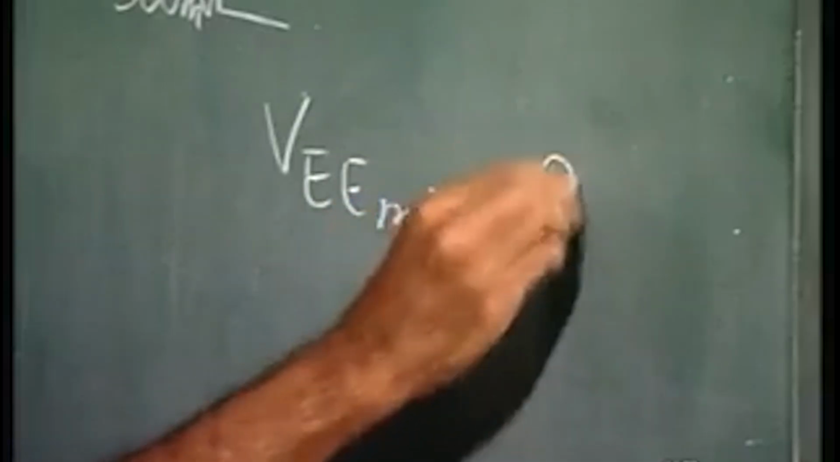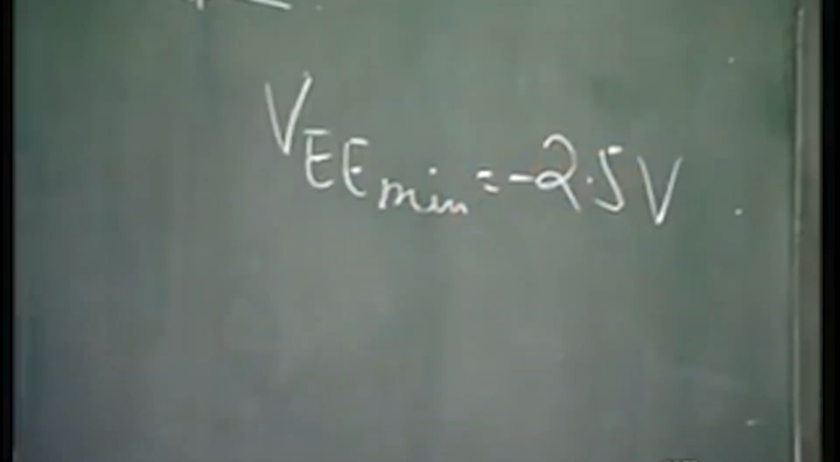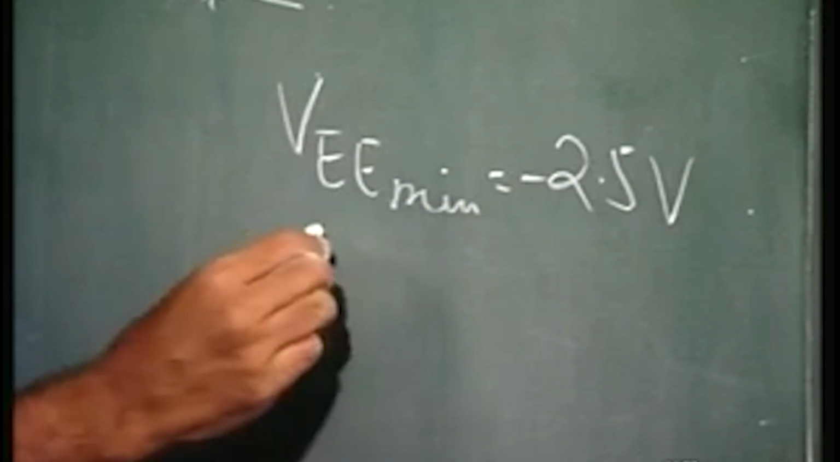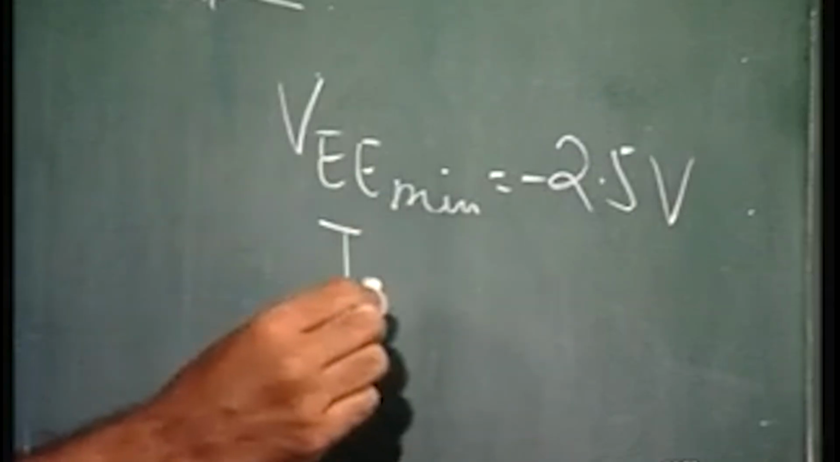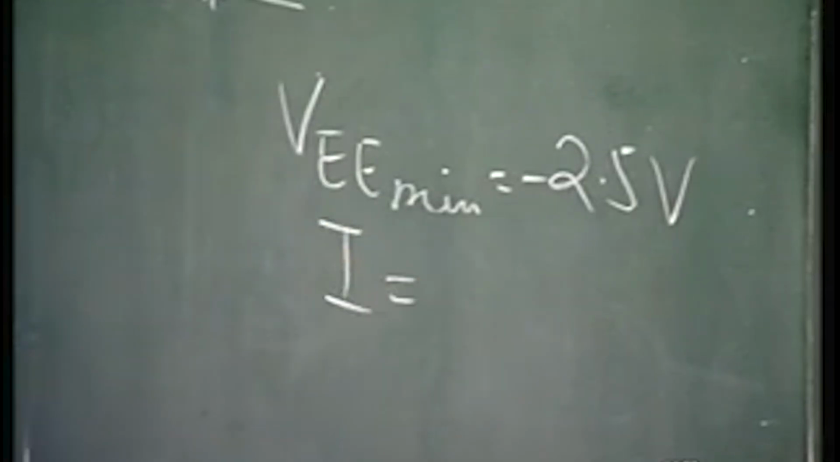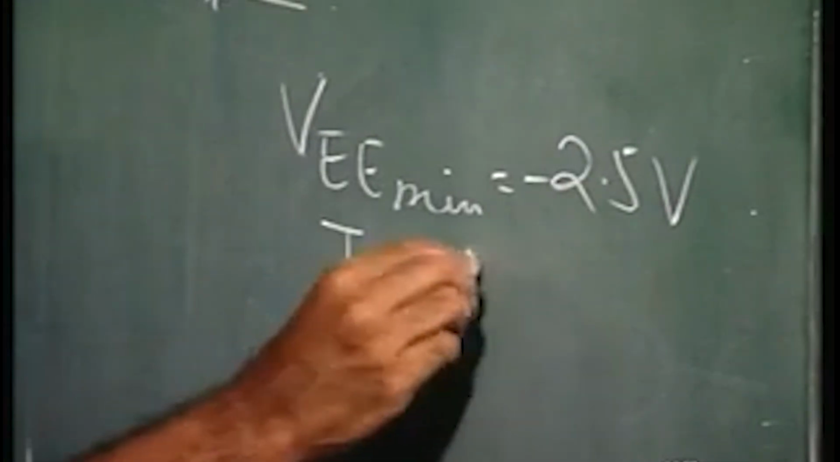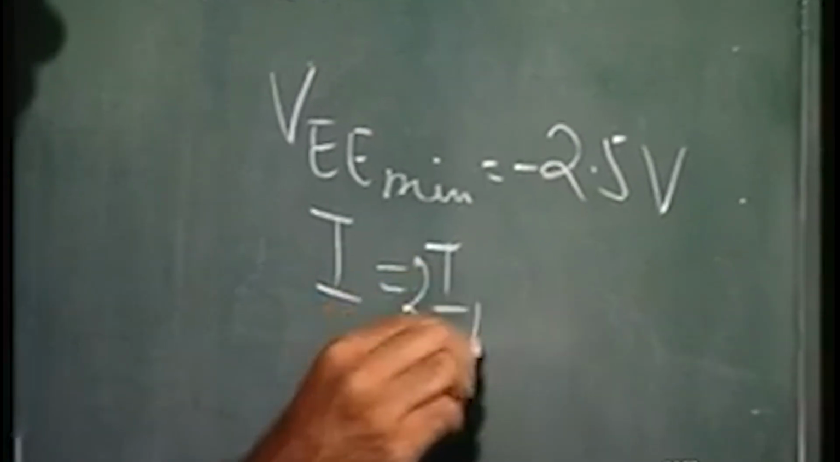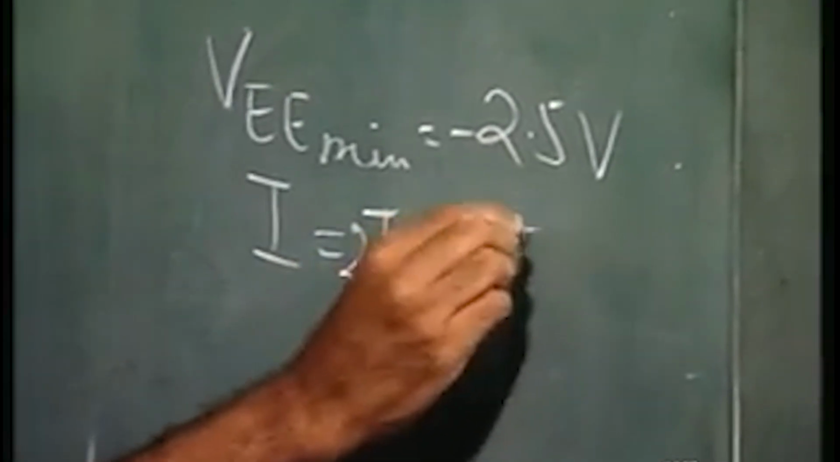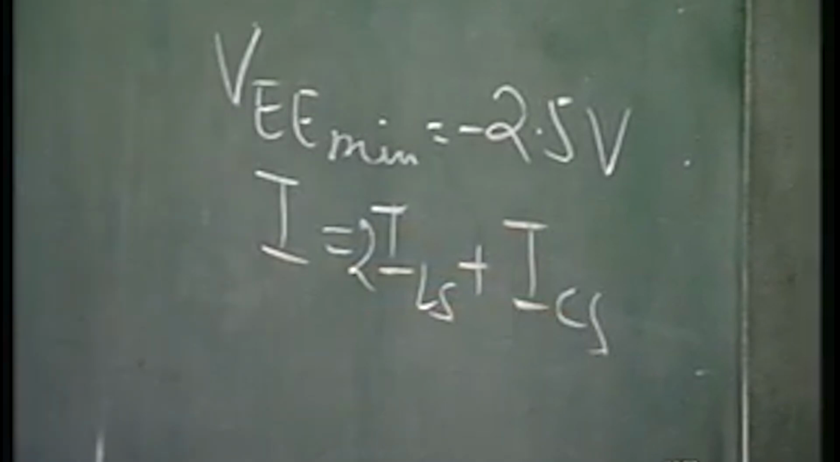So the VE min for this circuit is equal to minus 2.5 volts, and the I has again also been reduced. What happens is that the emitter followers have been removed. So you have 2 ILS, 2 level shifting, plus ICS. So this is a low power circuit.